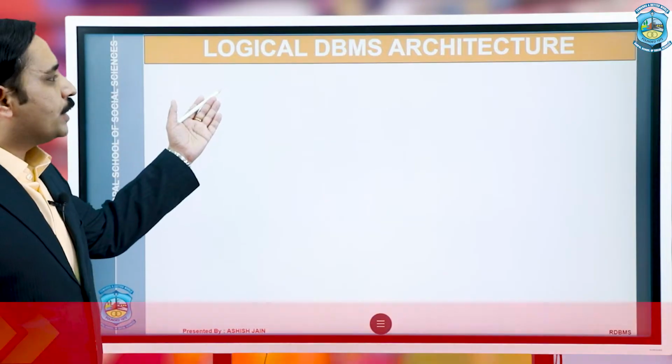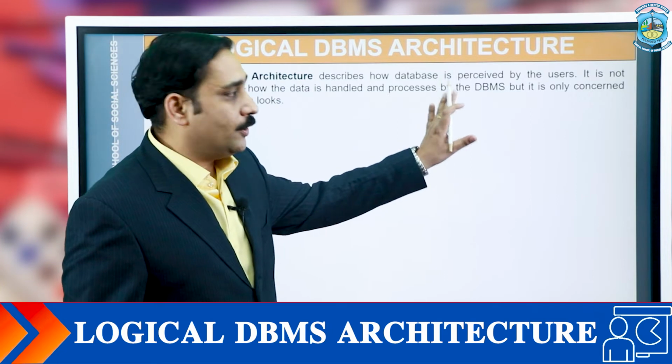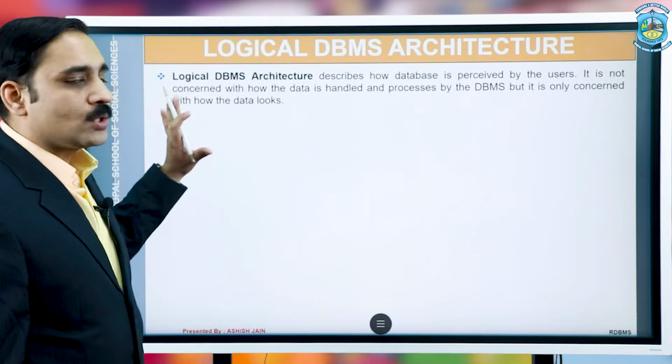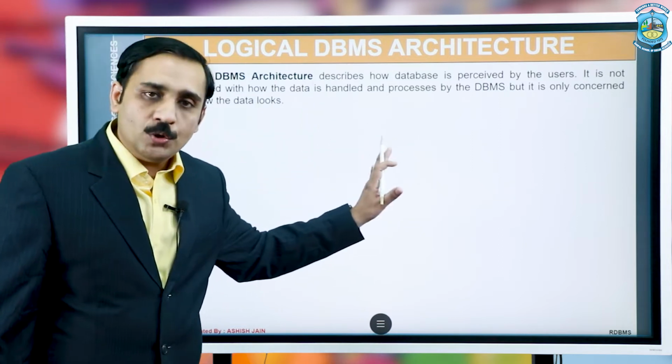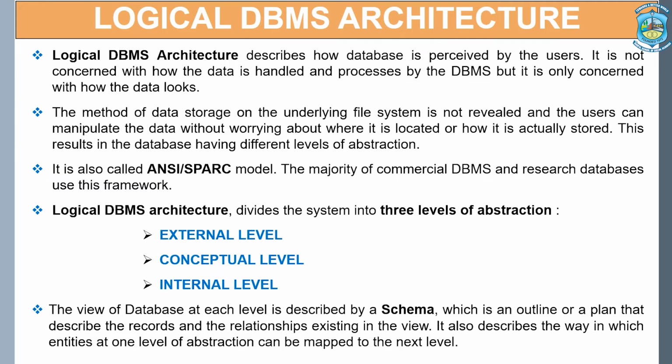So we have logical architecture and physical architecture. Now we come to the logical DBMS architecture. This architecture describes how the data is perceived by the user, and it is not at all concerned with how data is actually handled. It is only concerned with how the data looks to the user. This is called the logical architecture. This is also known as the ANSI-SPARC model, and a majority of commercial and research databases today use this framework. According to this architecture, the DBMS architecture is divided into three levels. First is the external level, second is the conceptual level, and the third one is the internal level. Let us now understand these together.